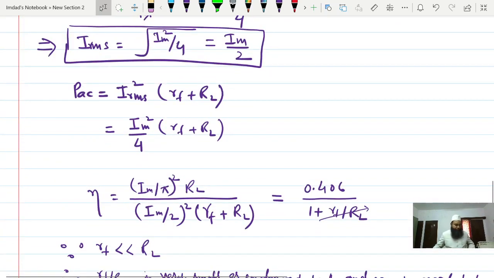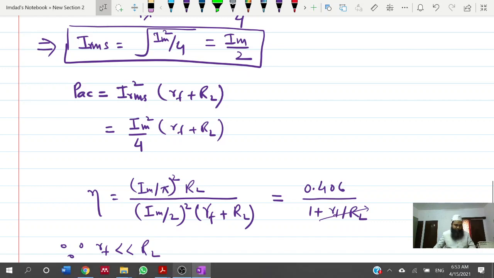Now this is about the half-wave rectifier working and its derivation for efficiency.